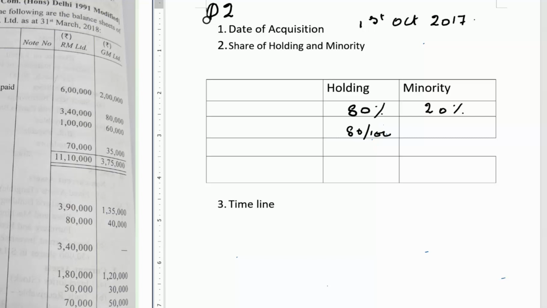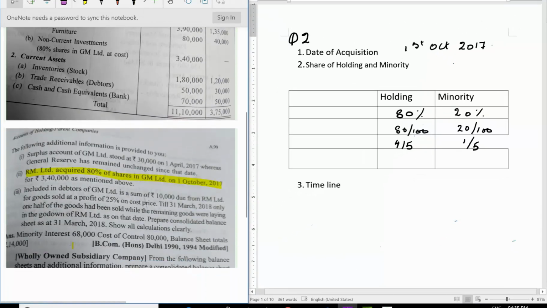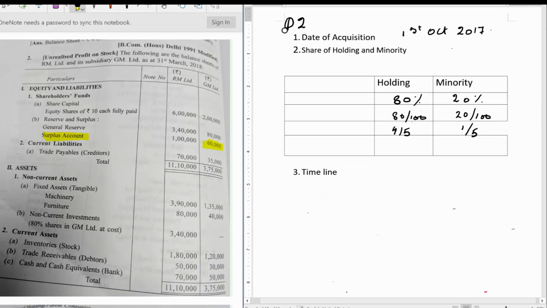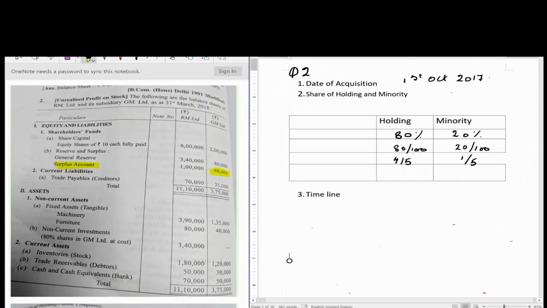share of holding is 80%, share of minority is 20%, that comes out to be 4/5 and 1/5. Point number 1 says surplus account of GM Limited stood at rupees 30,000 on 1st April 2017. So out of 60,000, 30,000 was given to be on 1st April. So the rest is for during the year, which comes as rupees 30,000.